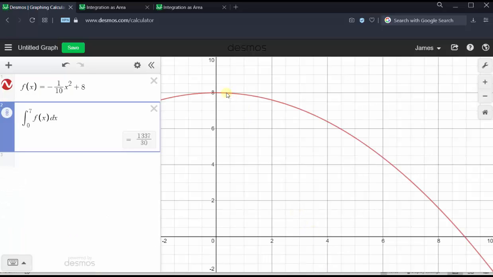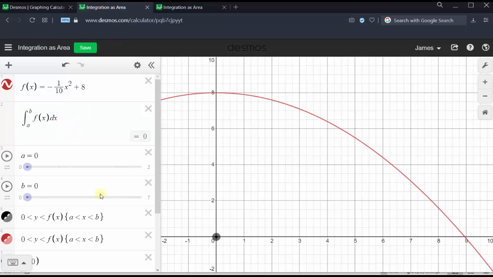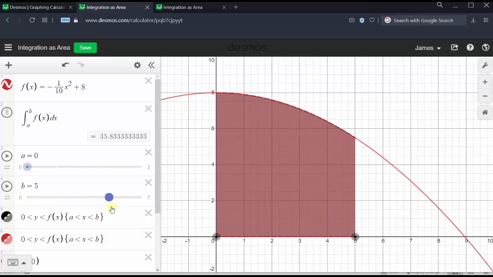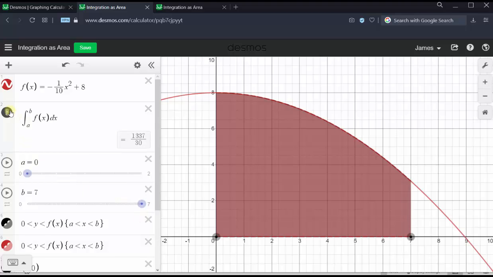Also notice how the graph is non-negative over the interval from 0 to 7, and therefore this is the exact area below the function and above the x-axis over this interval, which we can see using an animation that I created on this screen here. If we integrate from 0 to 7, we are finding this area here. This area is exactly 1,337/30ths.